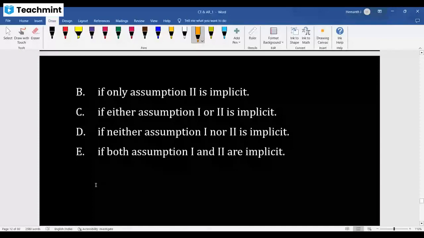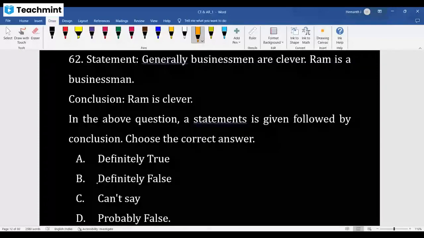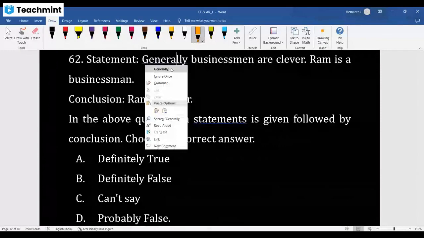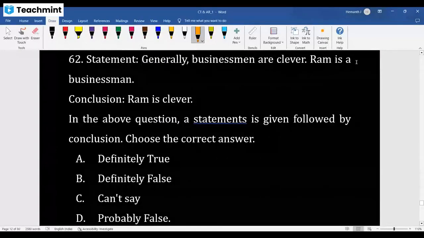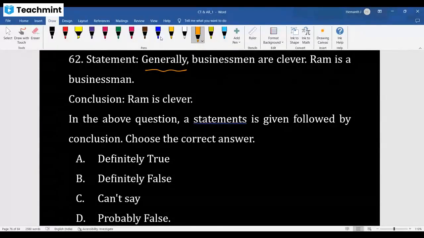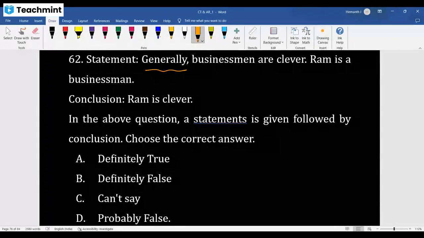Number 62. Generally, businessmen are clever. If they say every businessman is clever, and Ram is a businessman, then Ram is clever, definitely true. But here it says generally, not always. They're saying most businessmen are clever, but not all. Here I cannot say whether Ram is clever or not, because generally is the word they have given.